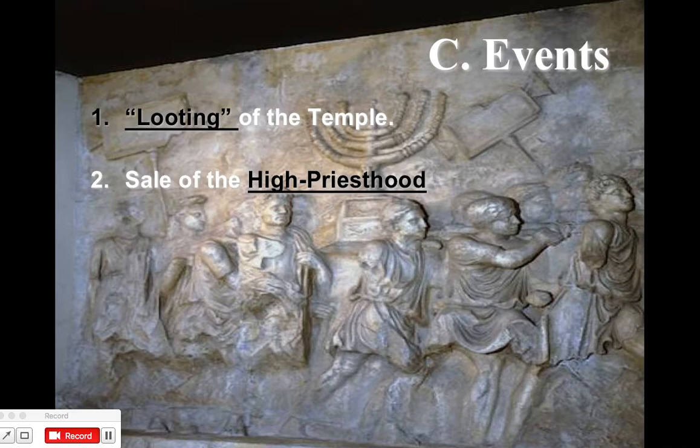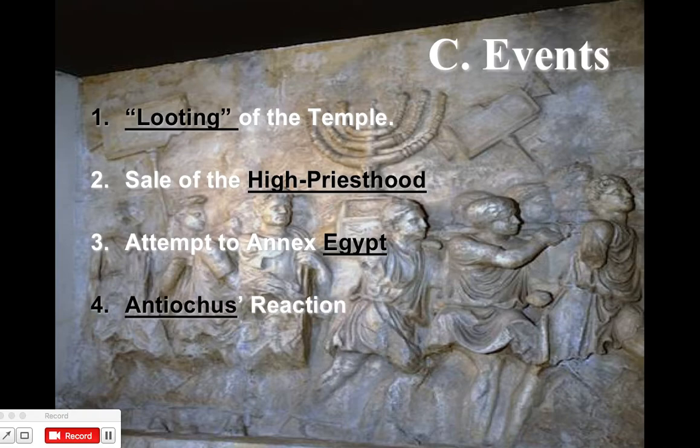We actually see this idea again of the sale of church offices during the Roman Catholic period prior to the Reformation, where people could buy themselves to be a priest or a bishop or even the Pope if you had the money and the connections to do so. There was an attempt to annex Egypt that failed. There is their revolt and the reaction.